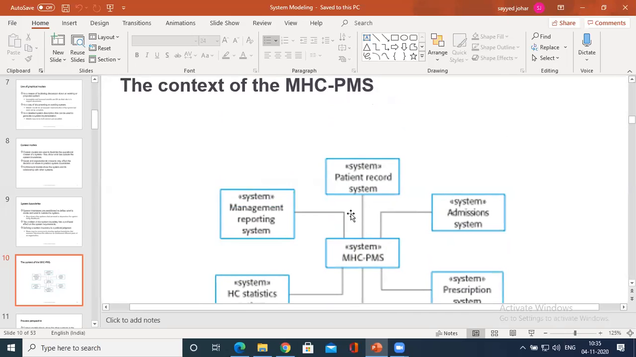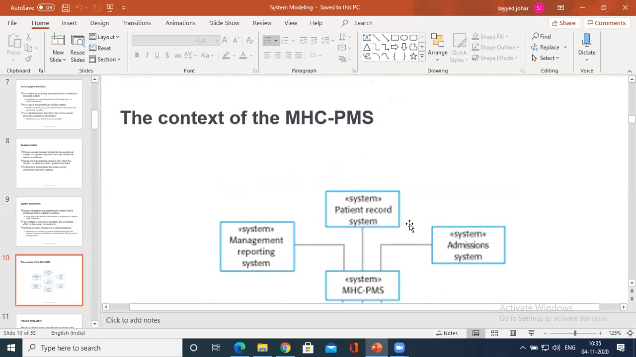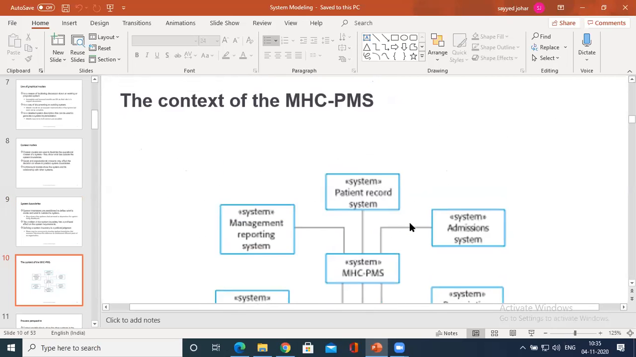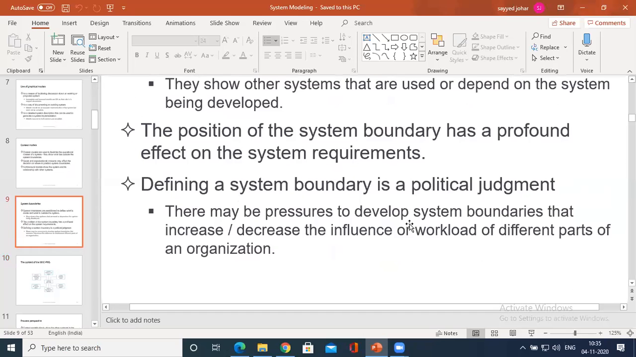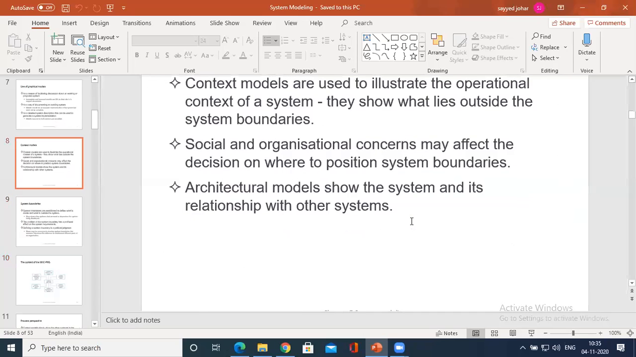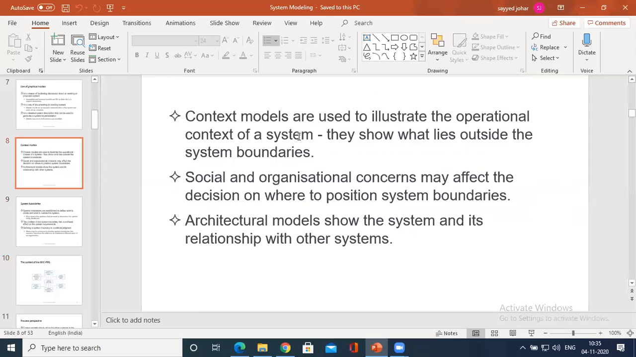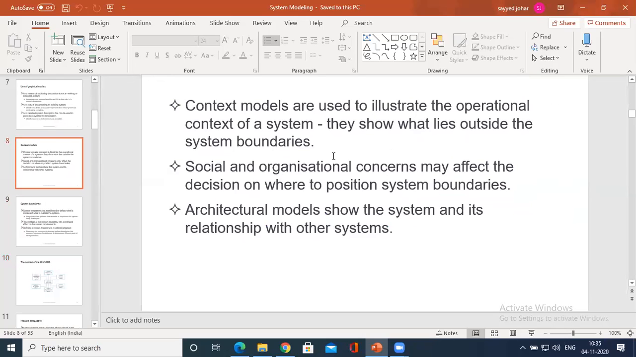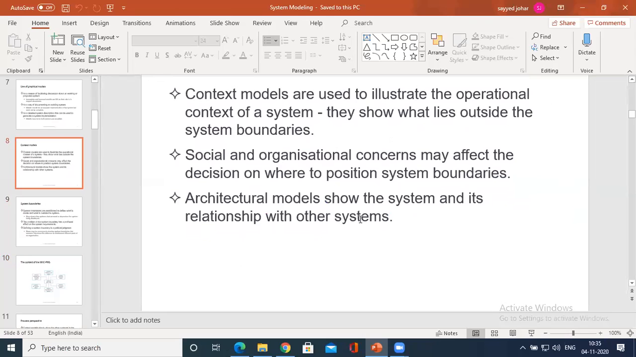Here, each individual entity is identified as a system. Why did I show you this diagram? Because when I show this theory, you have a lot of doubts. Why do we use a context model? Some sort of boundaries. Social and organizational concerns may affect the decisions, right? Similarly, architectural models show the system and its relationship with other systems.